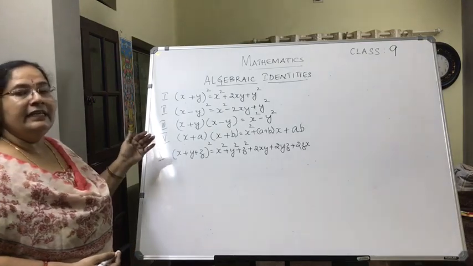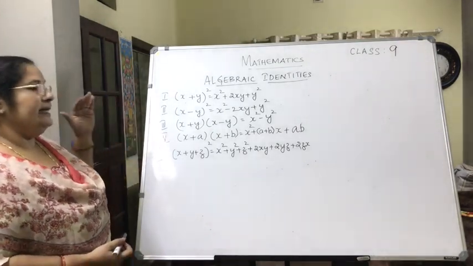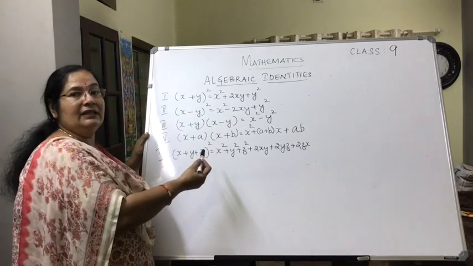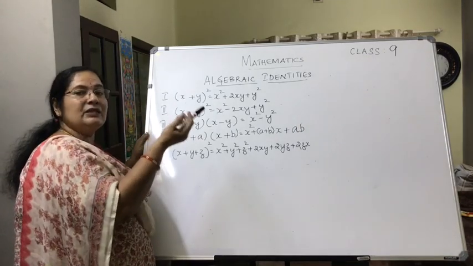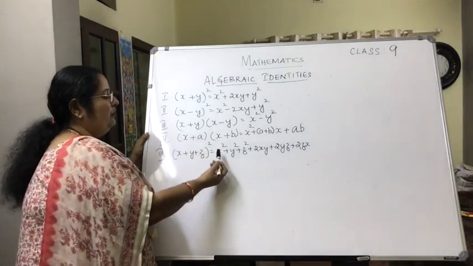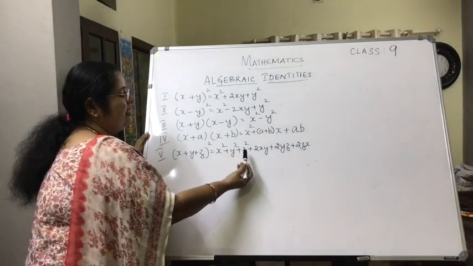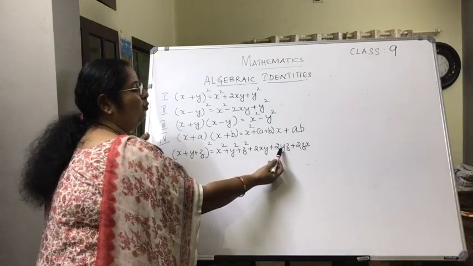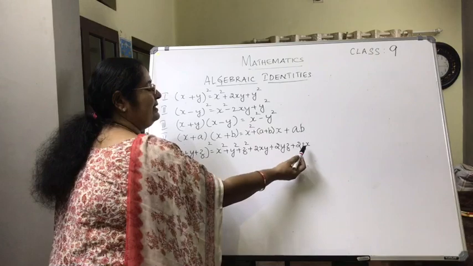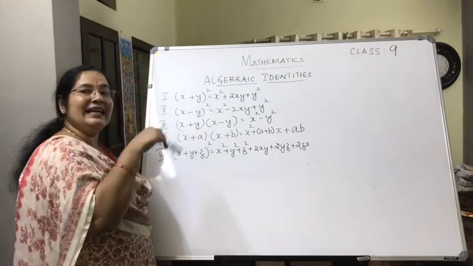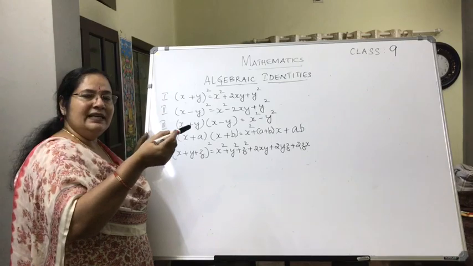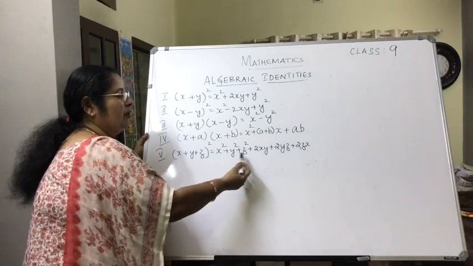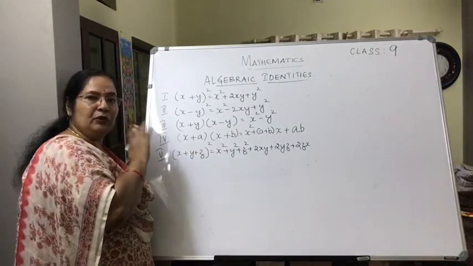And the fifth identity is a new one for you. The identity is x plus y plus z the whole square. Here 3 variables are there. The square of that is equal to x square plus y square plus z square plus 2xy plus 2yz plus 2zx. See the last terms here, it is cyclic: xy, yz, zx. It's going in a cyclic order. So this identity, please learn it properly. All the other 4 you have already learned, so you may be knowing those identities.